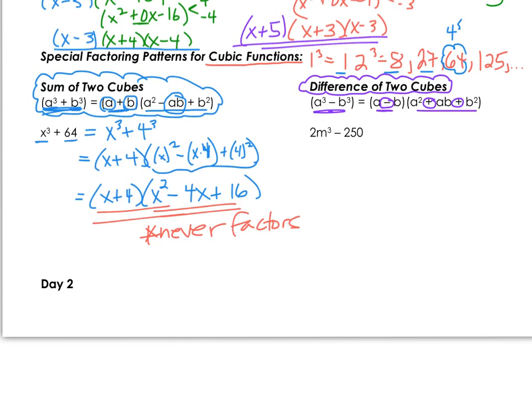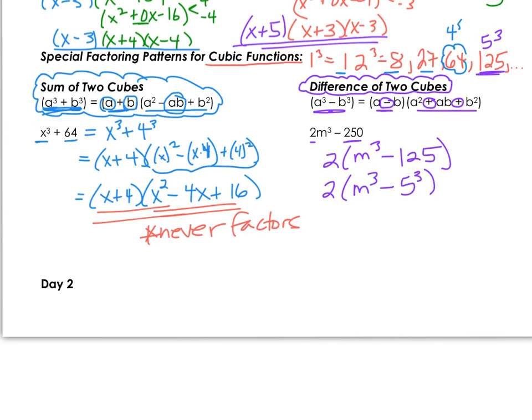Now in this example, 2m cubed minus 250, what you have to recognize is that m cubed fits the definition, but the 2 doesn't. Notice 2 and 250, we have a common factor. If we take that out, that would give us m cubed, and then 2 goes into 250 125 times. Oh, of course, that's one of our choices up above. That would be the same as 5 cubed. So that means we can rewrite as m cubed minus 5 cubed.